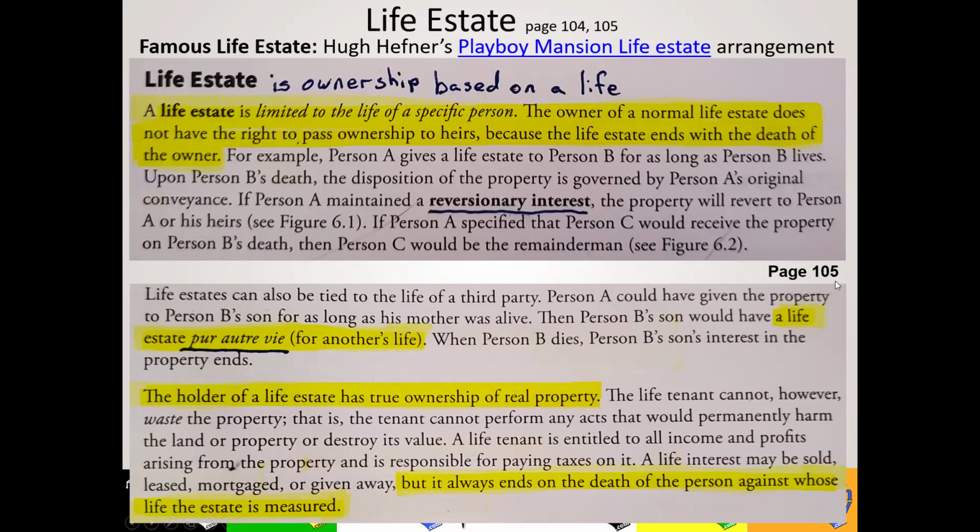And then on page 105 is where you could highlight a life estate pur autre vie, for another's life. You already have this stuff highlighted, but this you may not. So page 105, a life estate pur autre vie.